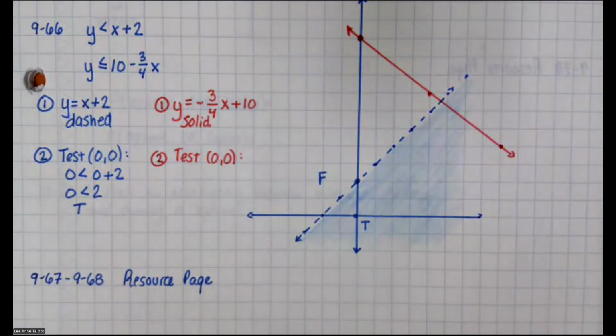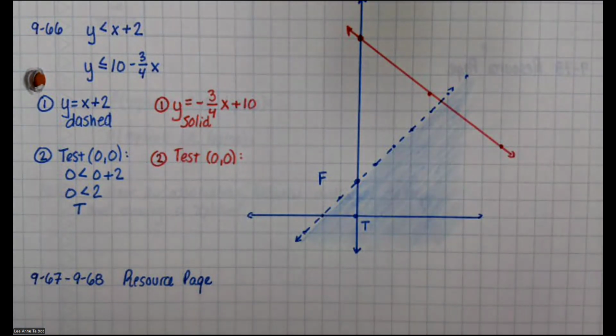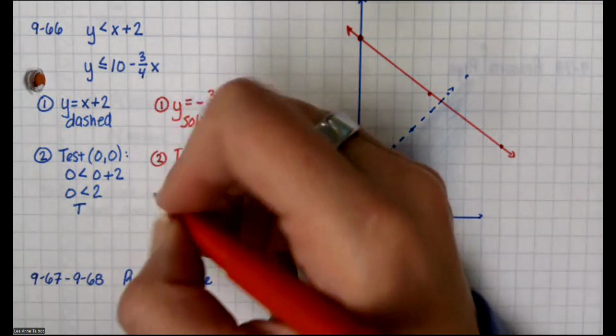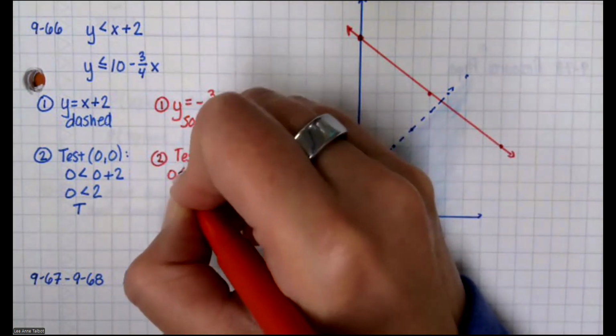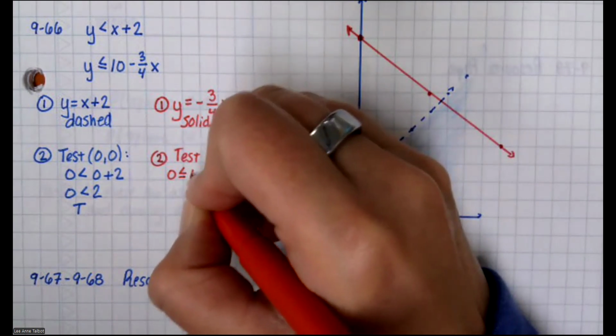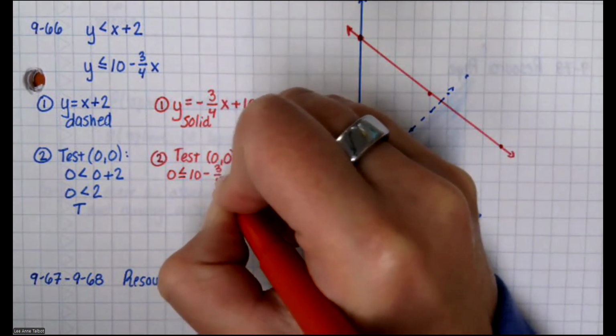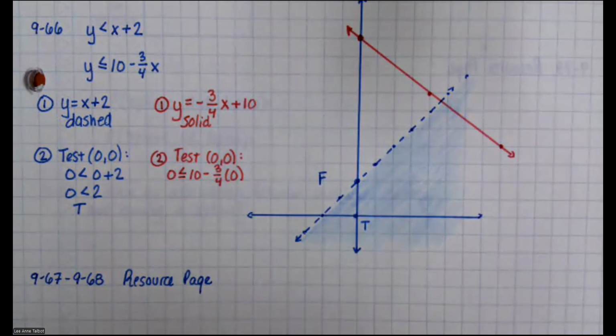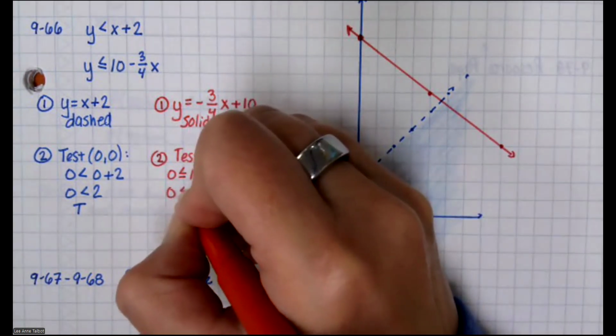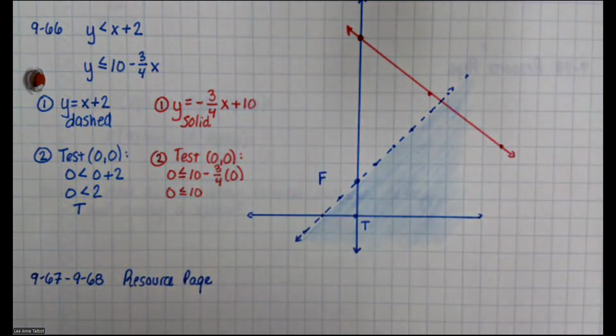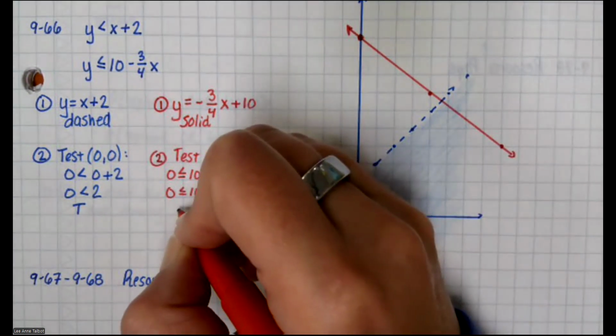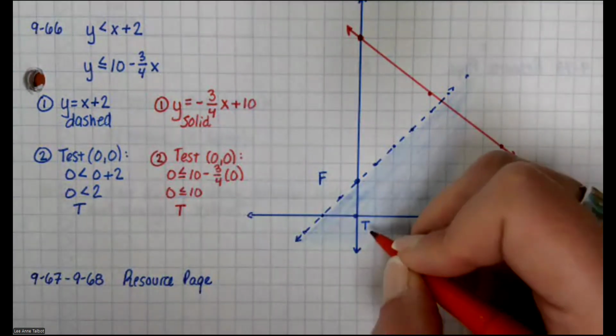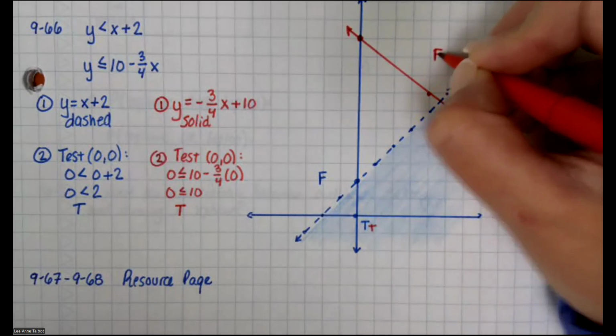0, 0 is great for this one. It's really far away from the line. We get true all day today? Weird.